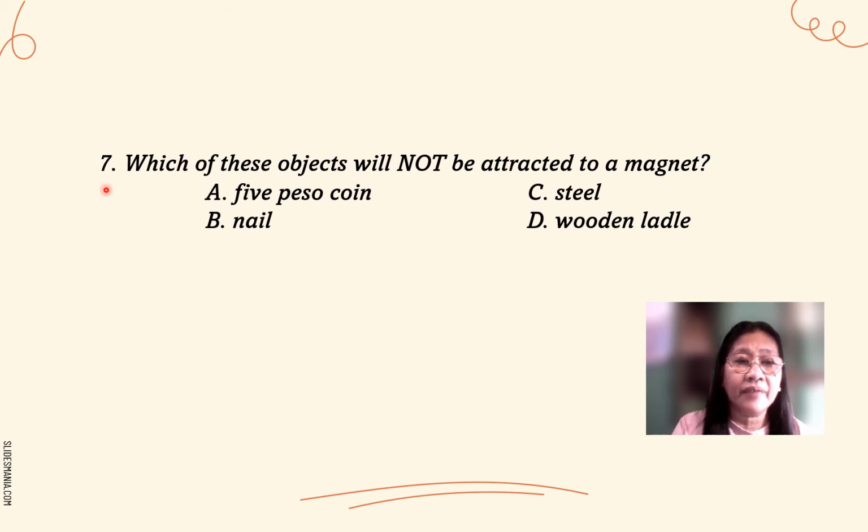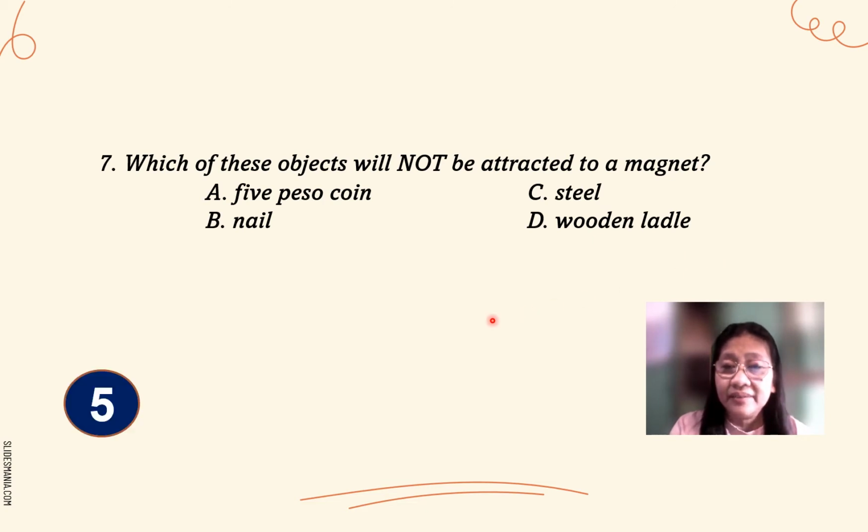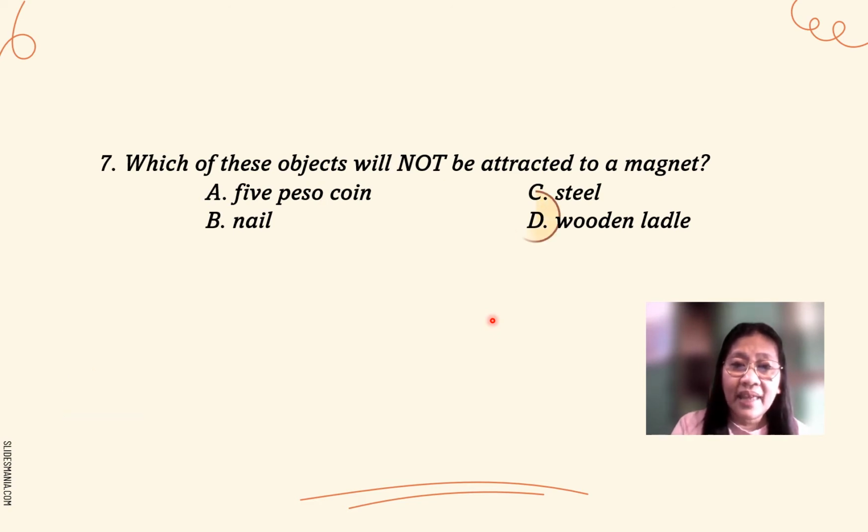Question number 7. Which of these objects will not be attracted to a magnet? A. 5 peso coin. B. Nail. C. Steel. D. Wooden ladle. The answer is wooden ladle. Letter D.